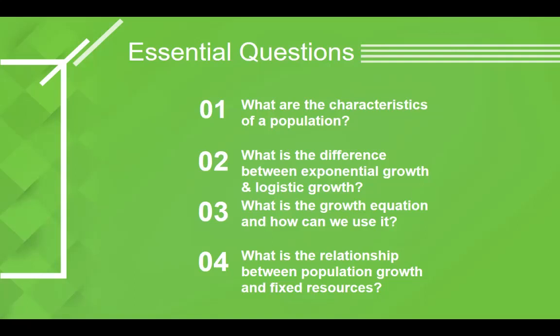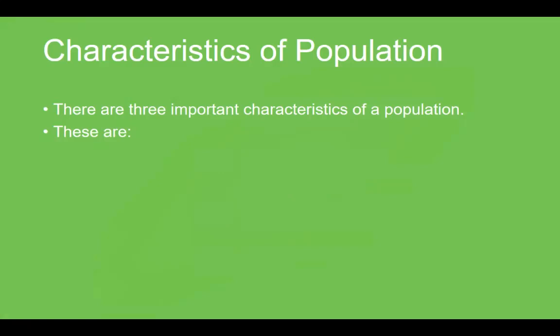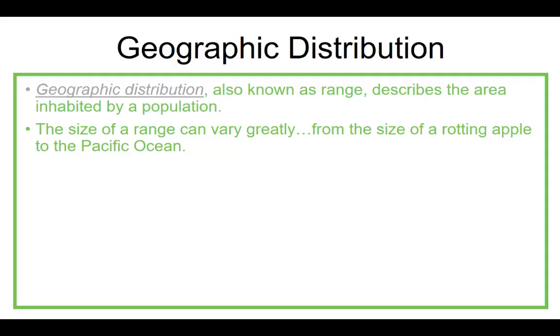All right, so let's jump right into those characteristics of populations. There are three important characteristics of a population. These are one, geographic distribution, two, density or population density, and three, the actual growth rate. Let's start by taking a look at geographic distribution. You may know this better as range. The terms are used interchangeably, but essentially you're describing the area inhabited by a particular population.